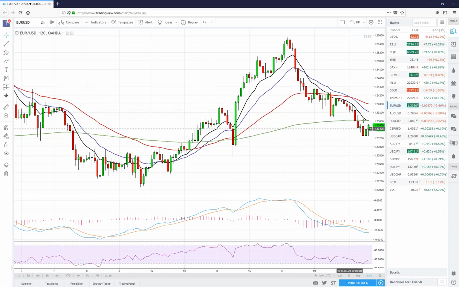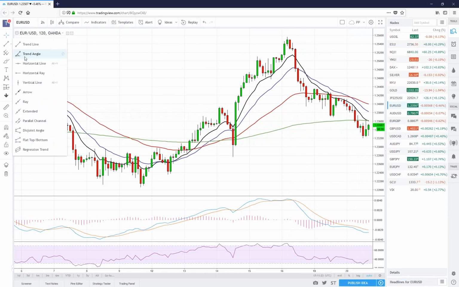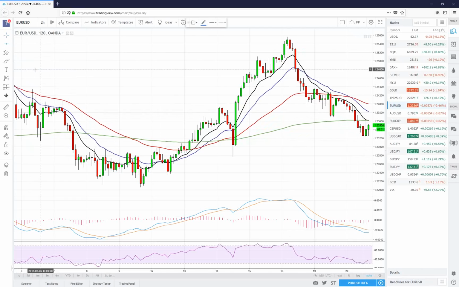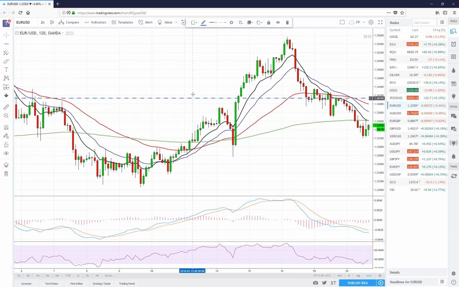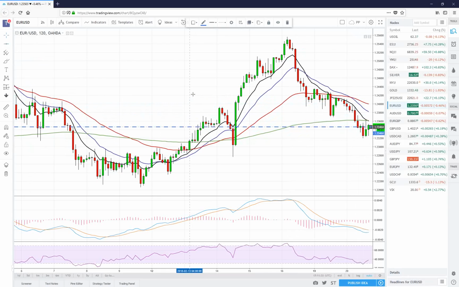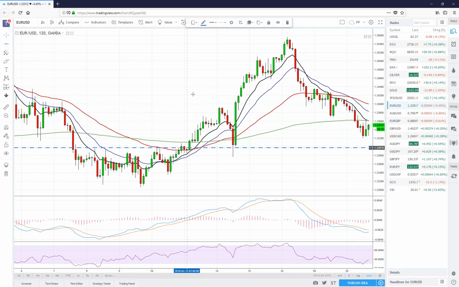Now, what might be such an area? Let's have a look at our level tools. Here's the horizontal line. The idea is that I'm always looking for areas that might be interesting for price. What is a price level where price has reacted to previously in the past? And this area of roundabout 123 immediately jumps to our attention here.